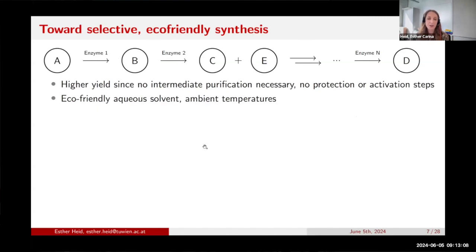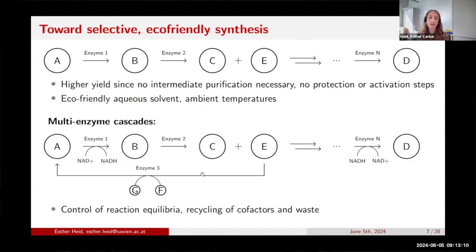And what I wanted to do during my postdoc project was to extend this to multi-enzyme cascades. So to be able to also control the reaction equilibria, recycle cofactors and waste. So to make something, press a button, and then the software gives you everything. We had experimental collaborators waiting on the software. They just wanted to press the button and then implement it in the lab, but we'll get to this in a second.